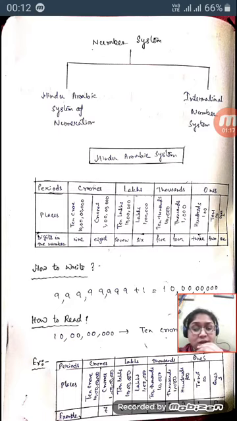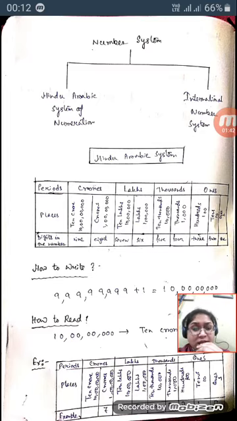Now the thousands column consists of two parts. One is thousands, another one is 10,000s. Next, the lakhs column consists of two parts. One is lakhs and one is 10 lakhs. And the last one, crores, consists of two parts, that is 10 crores and crores.